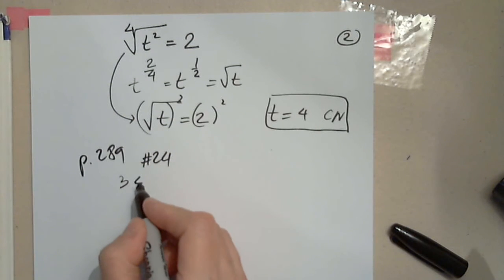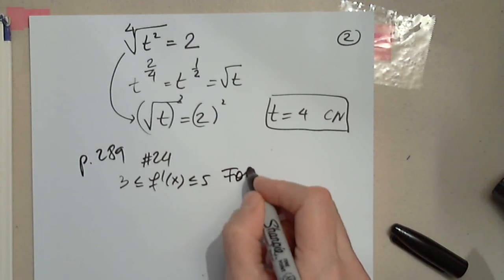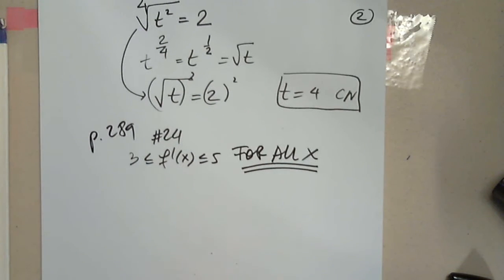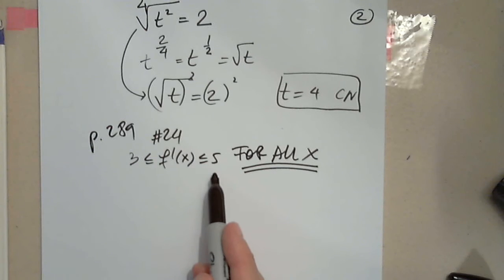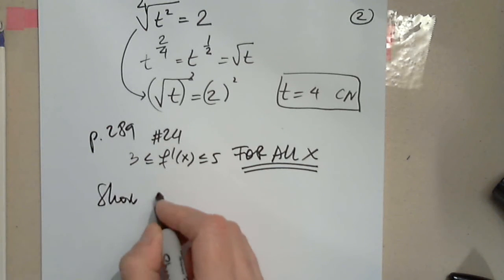So 3 is less than or equal to f prime of x, which is less than or equal to 5. Very important statement, all x. In other words, the derivative exists for everything and it's bounded. Bounded below by 3, bounded above by 5. Show this.